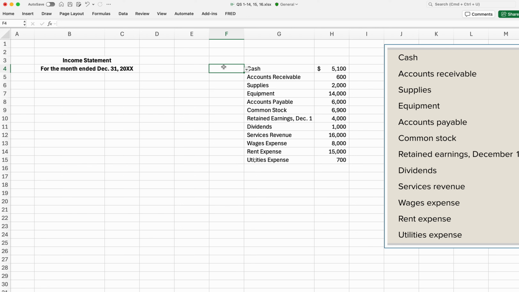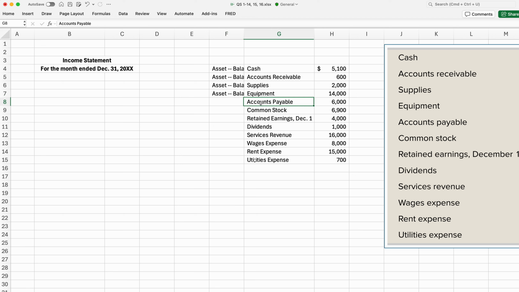So cash is a balance sheet account. It is an asset, so we'll classify it as that. Accounts receivable, once again, another balance sheet account. Accounts receivable, remember, that is where our customers owe us money. Supplies is another asset. Assets are found on the balance sheet. Equipment, same thing.